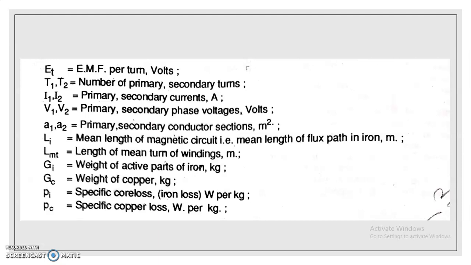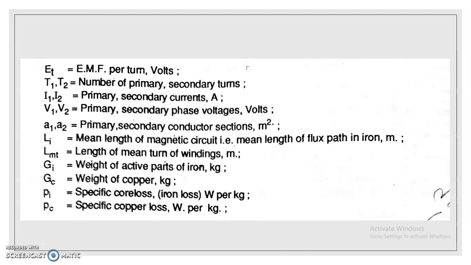I1 and I2 are the primary and secondary currents in ampere respectively. V1 and V2 are the primary phase voltage and secondary phase voltage respectively. A1, A2, small a1, small a2 are the primary and secondary conductor sections in meter square. Li is the mean length of the magnetic circuit, that is, the mean length of the flux path in iron in meter. LMT, the suffix mt meaning mean turn, is the length of mean turn of winding in meter.